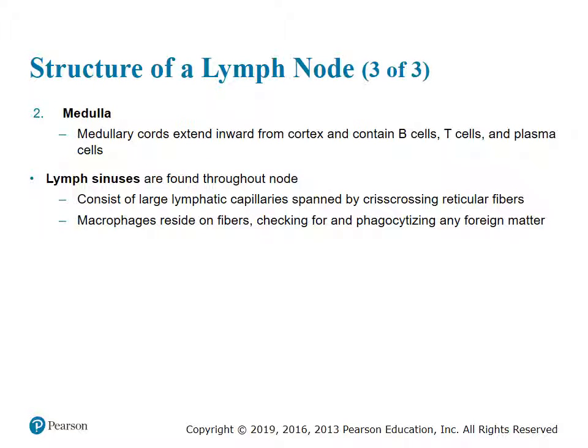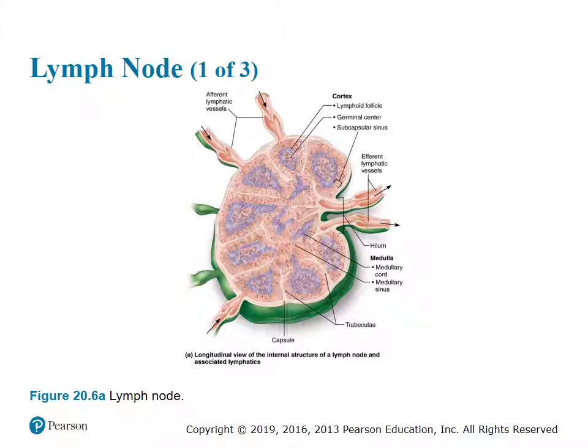And the medulla has both mature B cells, mature T cells, and then your plasma cells that produce antibodies. Remember, B cells turn into plasma cells, and plasma cells produce and secrete antibodies. The sinuses are just little smaller areas or cavities made by the reticular fibers, where you're going to have the macrophages kind of sitting there watching. That's your typical lymph node, right?